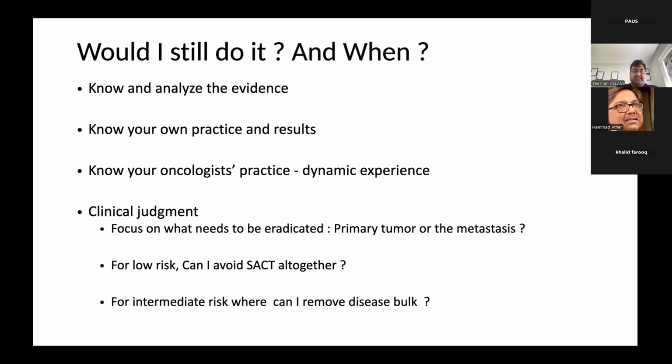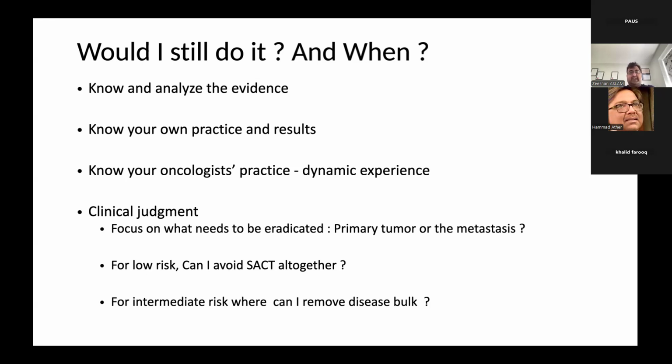Knowing the oncologist's practice is also key, and this is the biggest pleasure of working with oncology colleagues, because they have more month-to-month experience of dealing with these patients. A lot of the time, their own judgment and clinical sense really helps, if you're working with a colleague like that.